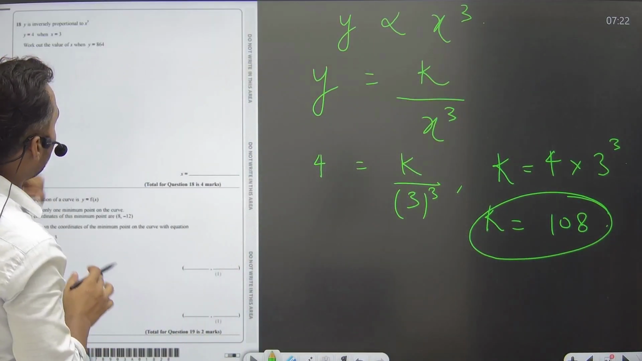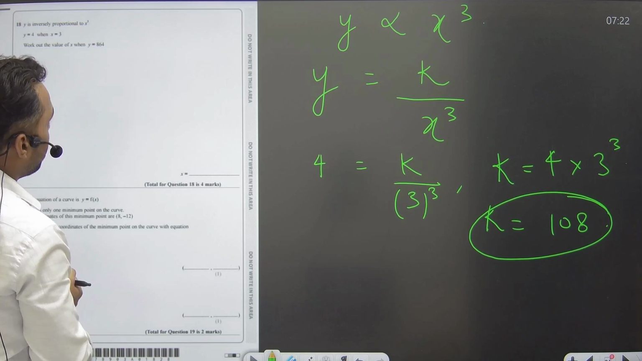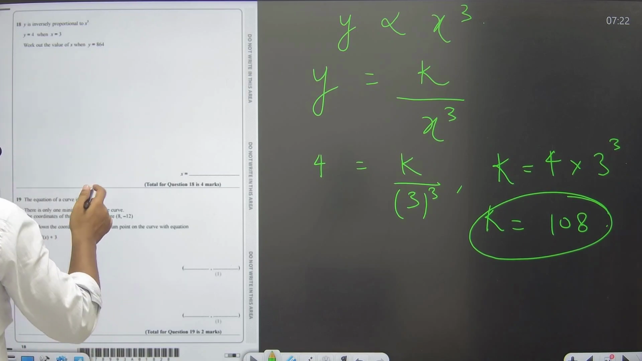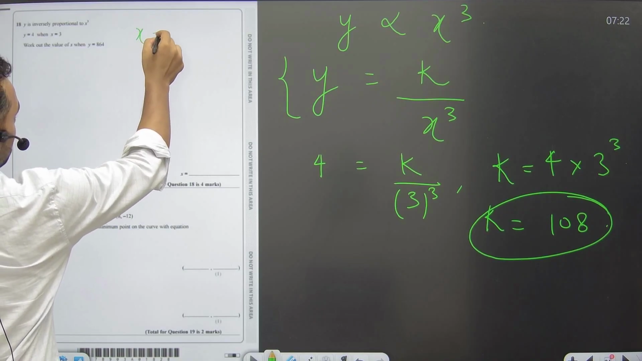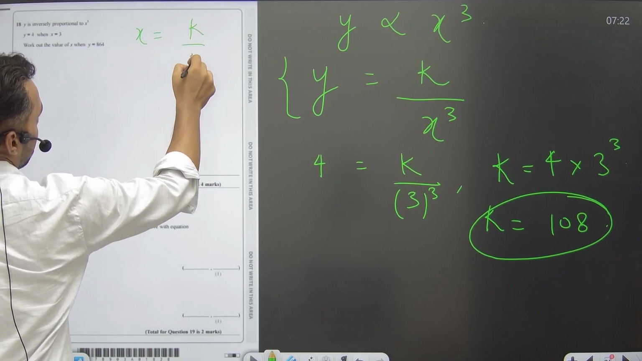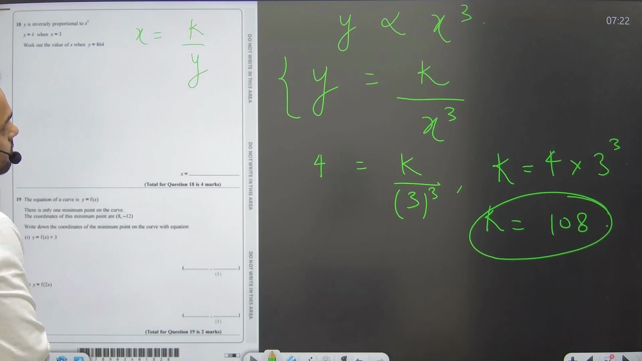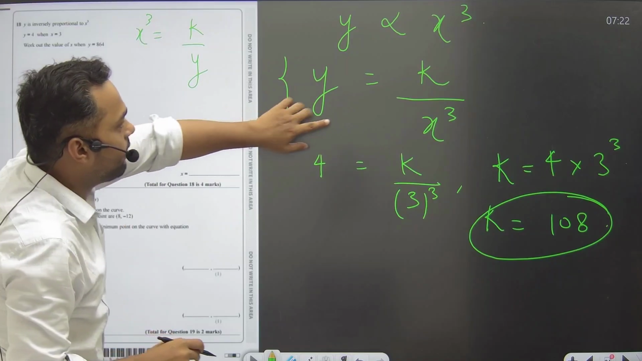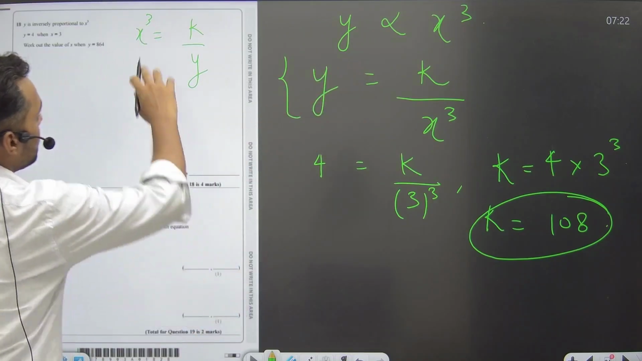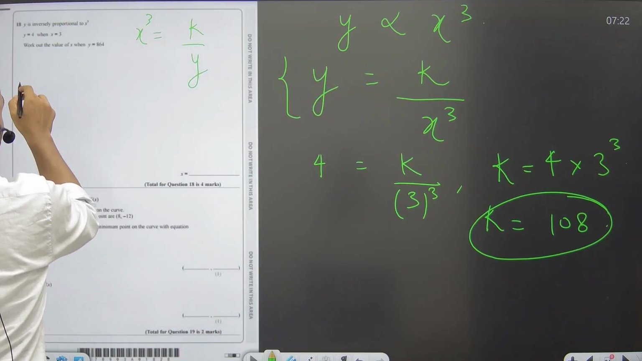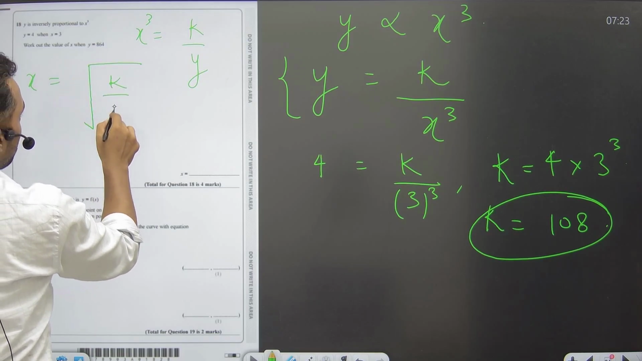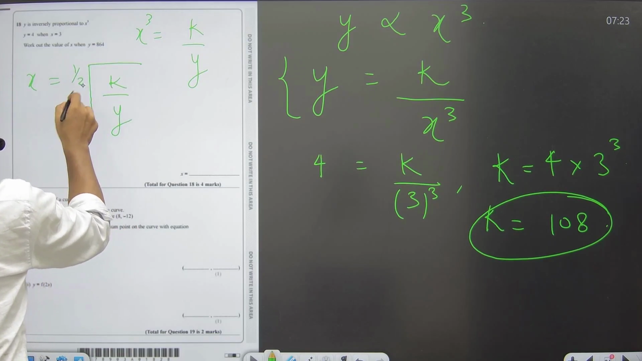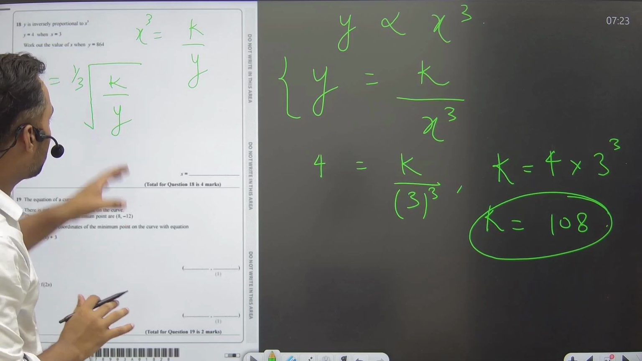So we need to work out the value of x. Okay, so from here we can say that x cube will be equal to k by y, from this particular equation. Now if we take the cube root of both sides, we will get x equals to k by y to the power cube root. Okay, this is the cube root.